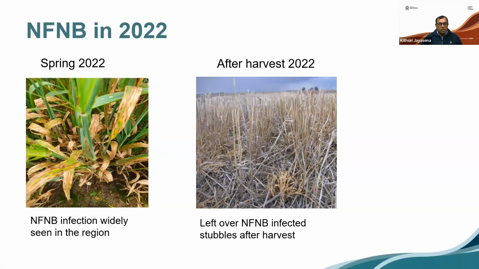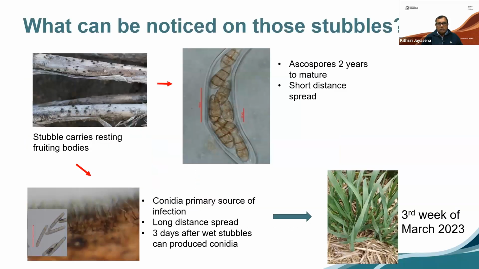Now, this picture shows what happened in 2022. In spring, a lot of net blotch across the South Coast as well as the central region. And after harvest, there were a lot of infected stubble left in the paddocks. Those infected stubbles will have beard-like looking fruiting bodies, which, if the stubbles are not decomposed, can survive for 2 years, and they produce two kinds of spores.